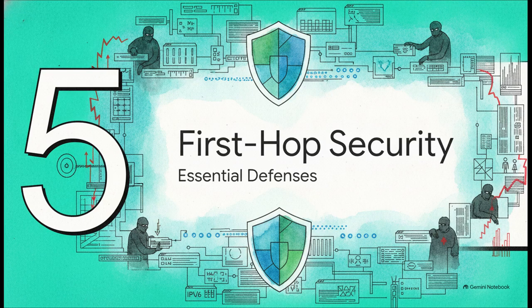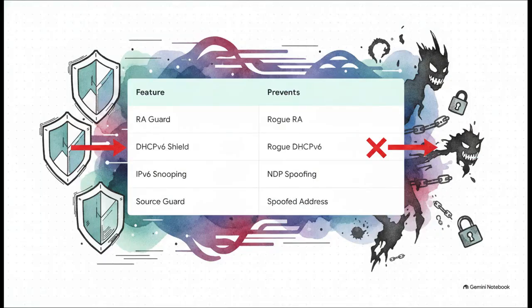Section 5. First Hop Security Essentials, Essential Defenses. Let's look at how we build out our primary layer of protection on the local network. Think of this as a rapid-fire checklist for your engineering team, directly mapping first-hop security features to the unseen attacks they neutralize. RA Guard blocks router advertisement messages from non-router ports, which stops rogue RA and SLAAC hijacking attacks in their tracks. DHCPv6 Shield restricts server responses to trusted ports only, totally killing rogue DHCPv6 server attacks. IPv6 snooping and ND inspection build a binding table to validate neighbor discovery protocol messages. And finally, Source Guard ensures hosts only send traffic from their specifically bound addresses, neutralizing spoofed source address attacks.